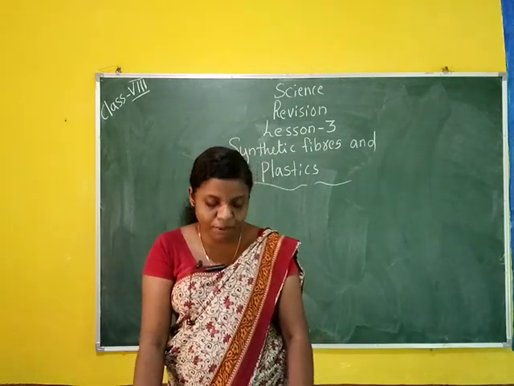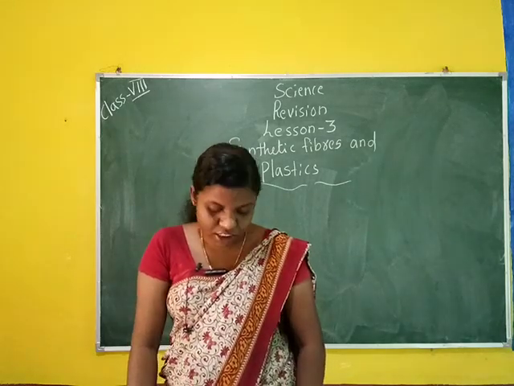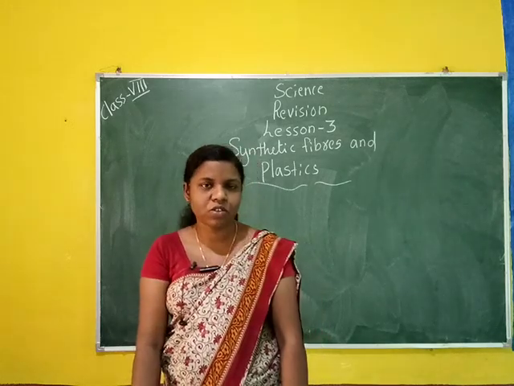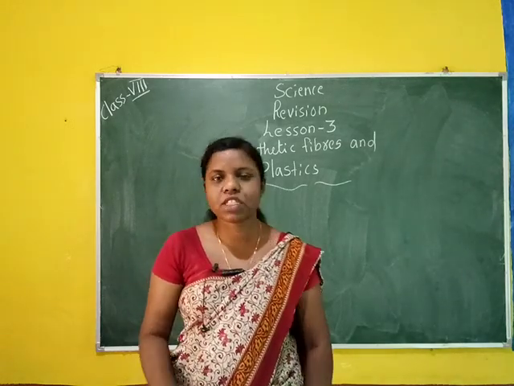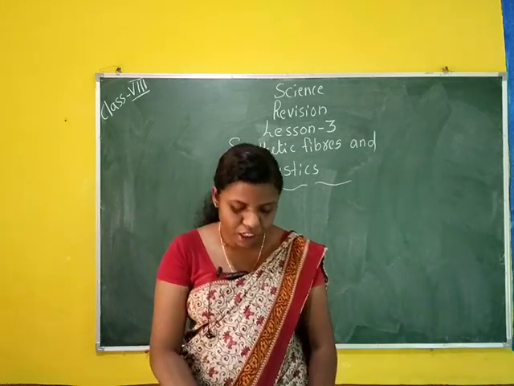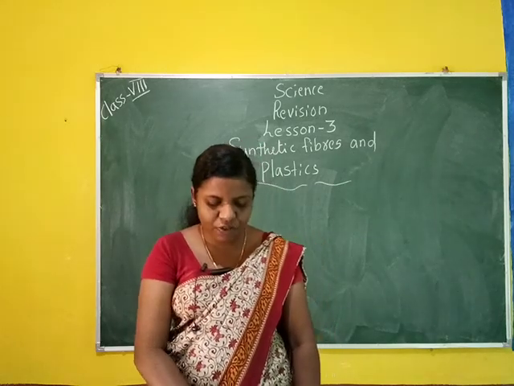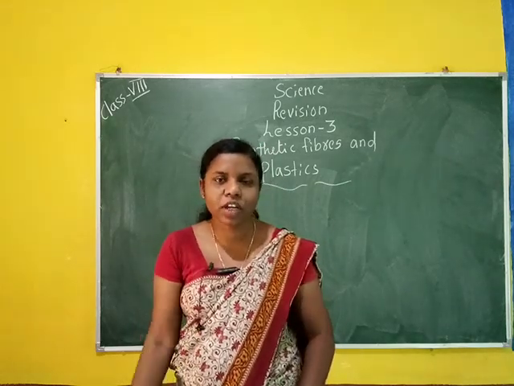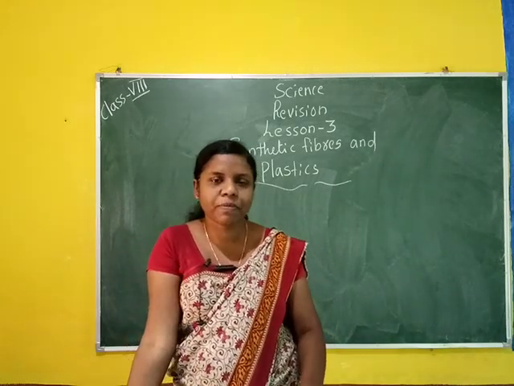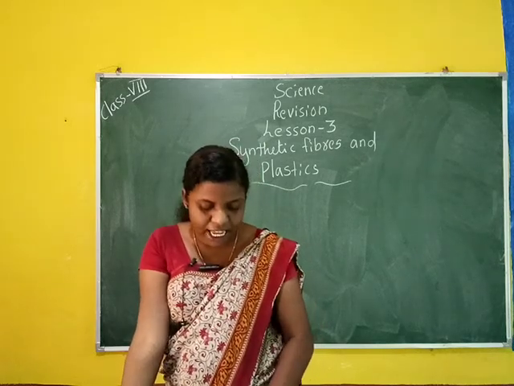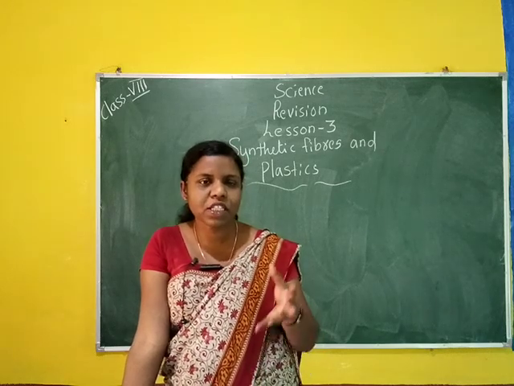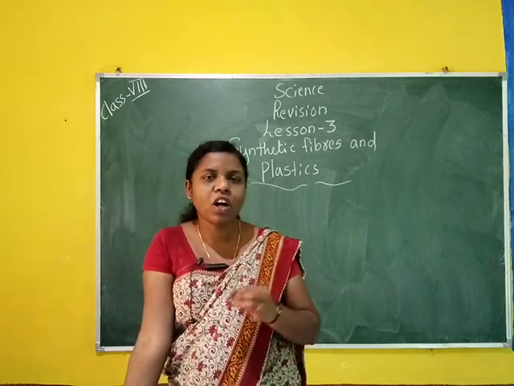Then next is fill in the blanks with appropriate words. First question, synthetic fibers are also called dash or dash fibers. That means synthetic fibers are also called artificial or man-made fibers. Then synthetic fibers are synthesized from raw materials called petrochemicals. Raw materials means petroleum products. Then like synthetic fibers, plastic is also a polymer. Polymer means it is a joining of small units.